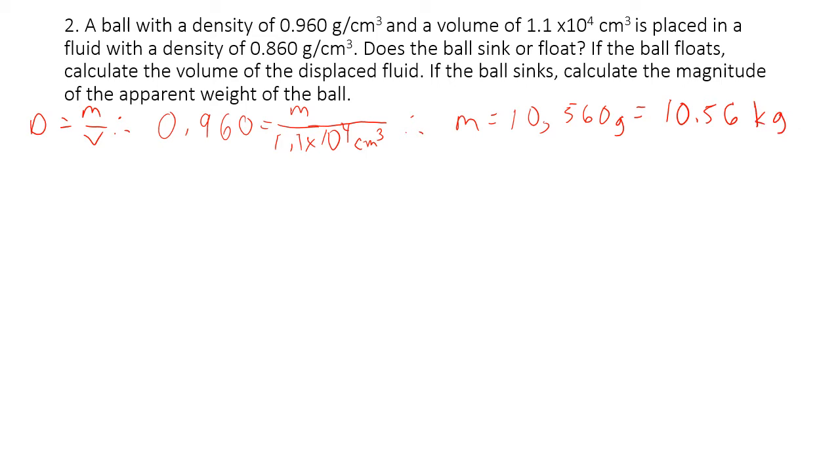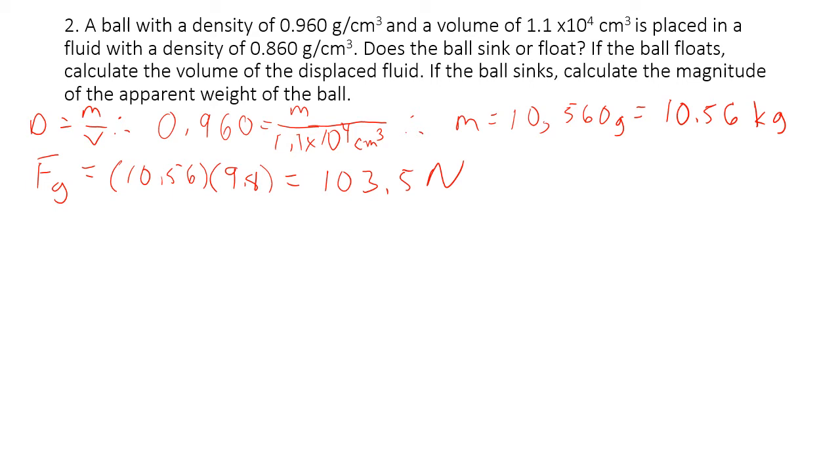Now we want to figure out the force of gravity acting on the ball. We're going to say force of gravity equals mass times gravity, so 10.56 times 9.8. And the force of gravity is 103.5 newtons.